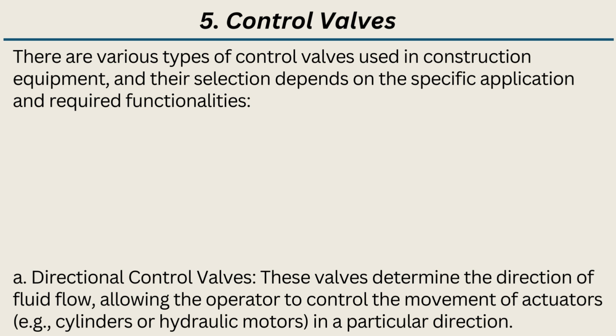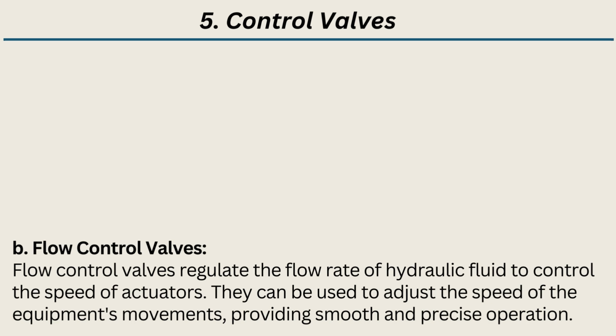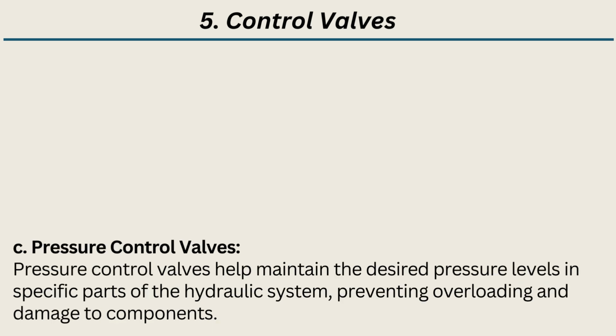Directional control valves. These valves determine the direction of fluid flow, allowing the operator to control the movement of actuators, for example cylinders or hydraulic motors, in a particular direction. Flow control valves. Flow control valves regulate the flow rate of hydraulic fluid to control the speed of actuators. They can be used to adjust the speed of the equipment's movements, providing smooth and precise operation. Pressure control valves. Pressure control valves help maintain the desired pressure levels in specific parts of the hydraulic system, preventing overloading and damage to components.